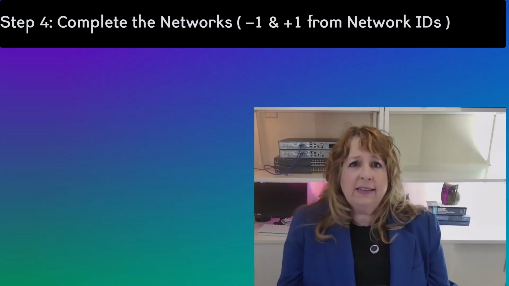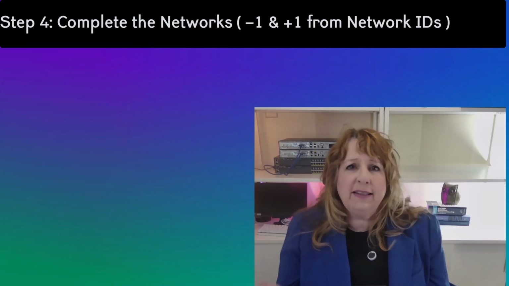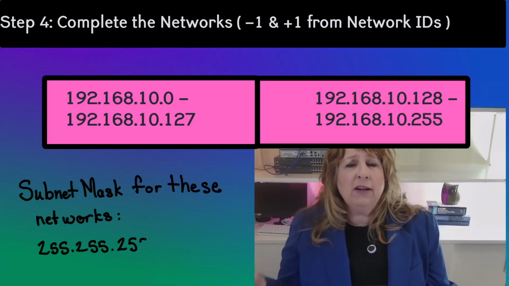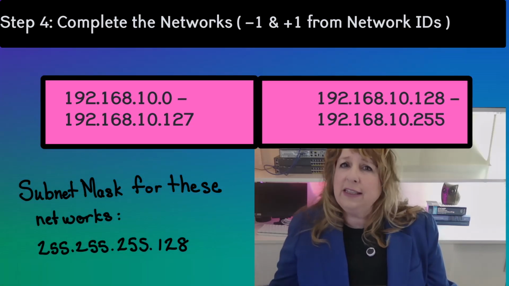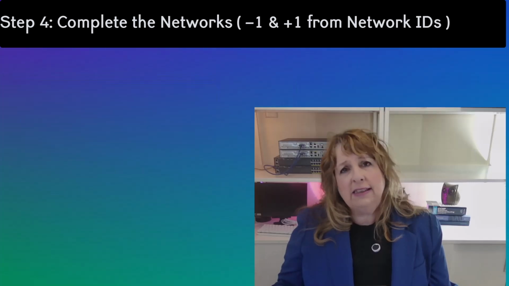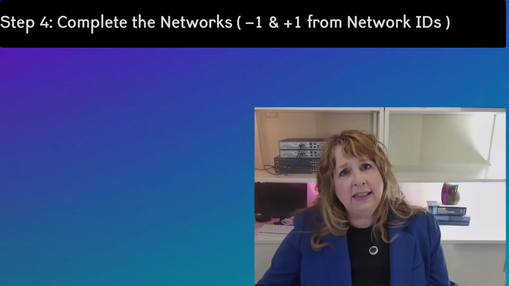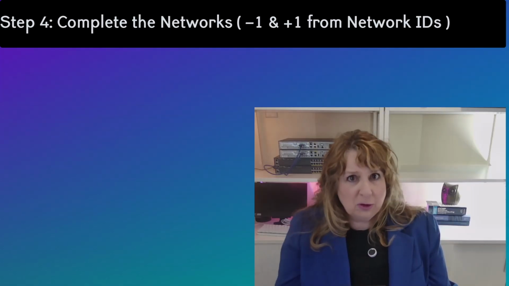Step 4, and this is the easiest part, just complete the networks. Going from your network IDs, you can subtract 1 to get the broadcast address of each network, and then all you do is add 1 to the network ID to get your first usable, and subtract 1 from the broadcast IPv4 address to get your last usable. This gives you all of the steps you need to subnet any network. Maybe you recognize these steps from the last video. They didn't change.